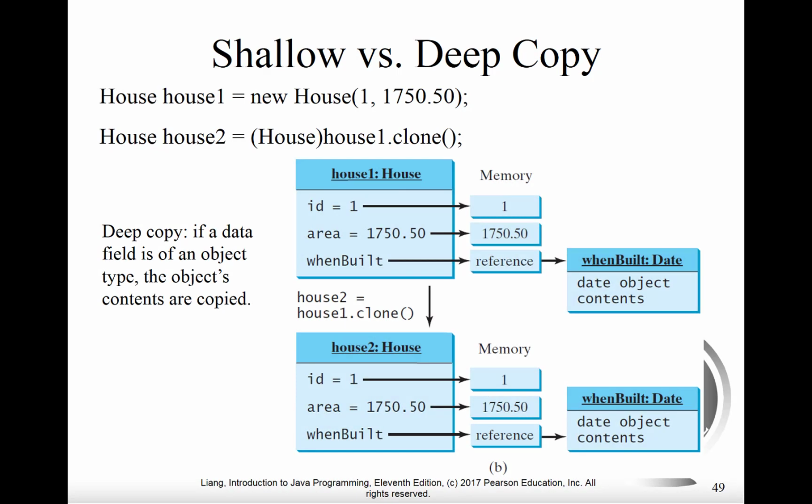By comparison, this next slide captures what really should have happened. Here you can see that house1 and house2 live in distinct places in memory just like before, but now there are two distinct date objects, and one is referred to by whenBuilt in house1, and the other date object is referred to by whenBuilt in house2, and those two date objects are now distinct objects. This is called a deep copy, and it represents a proper cloning of our house object.